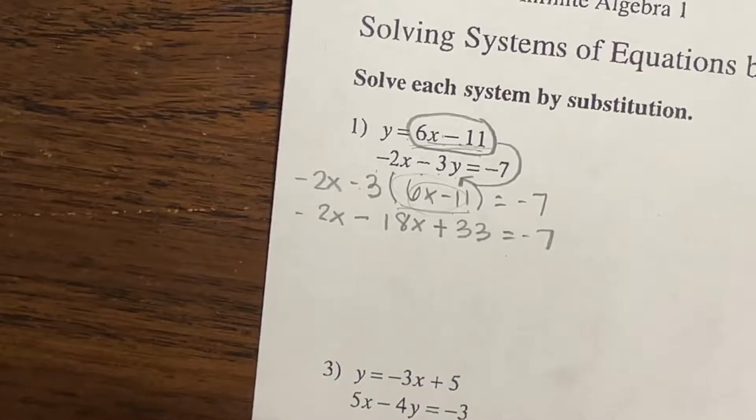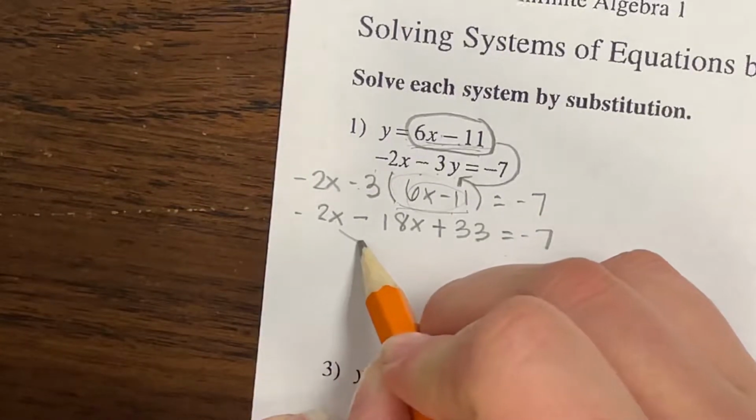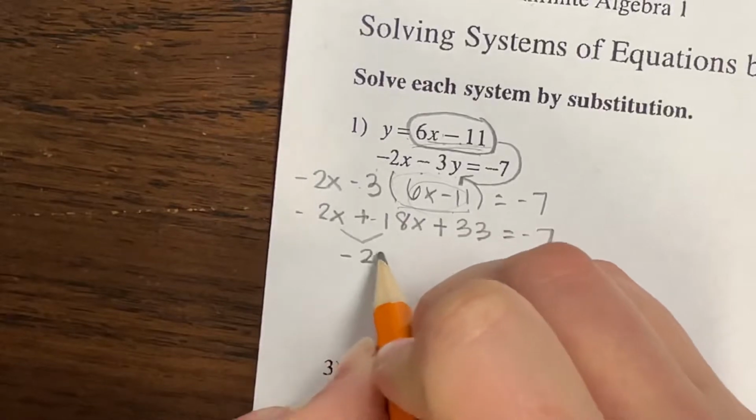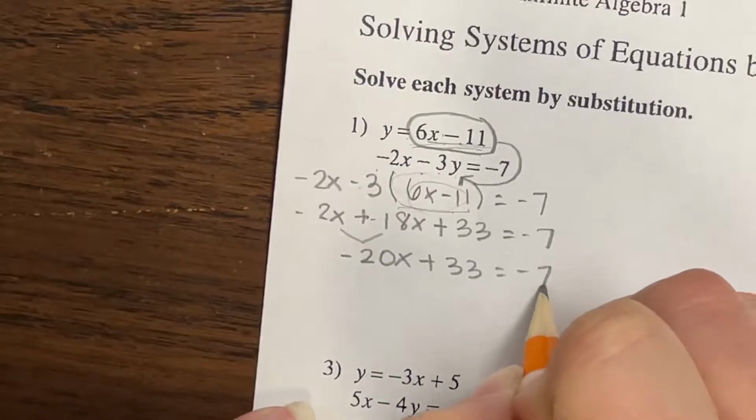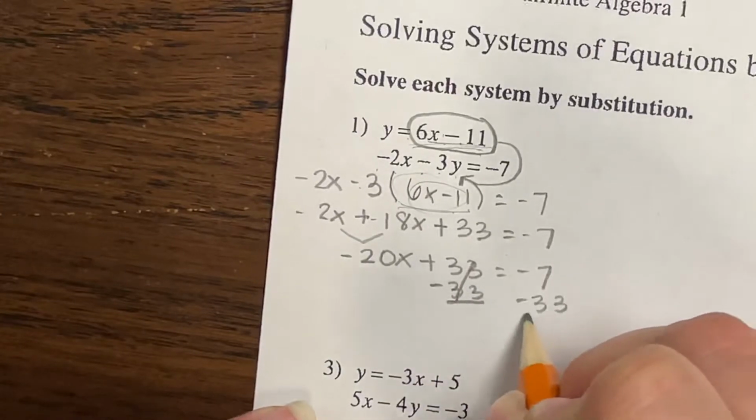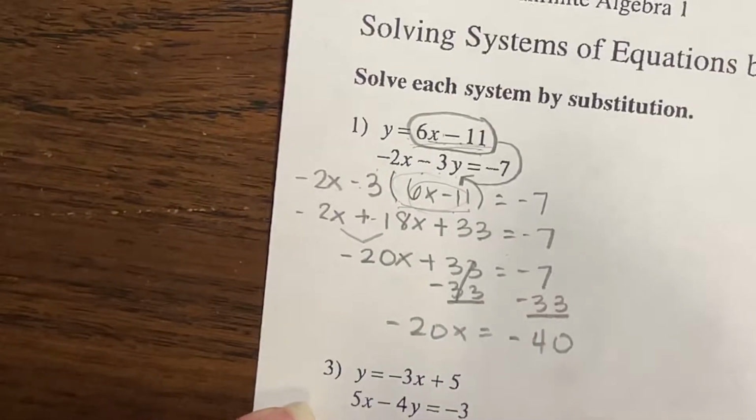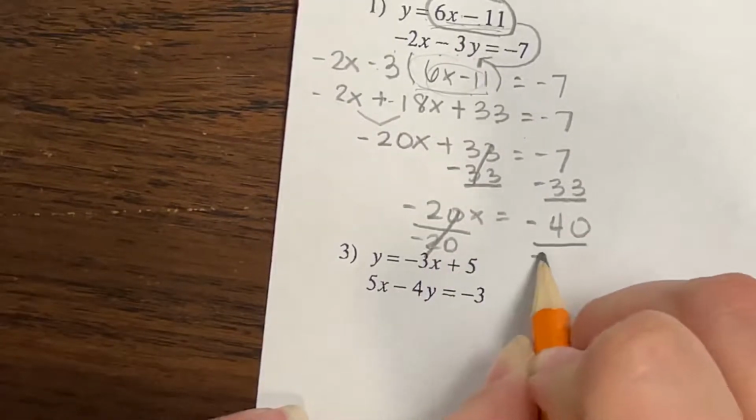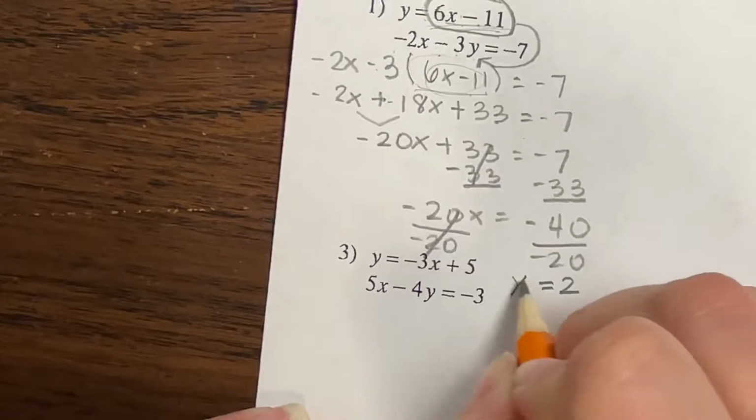Alrighty. Let's do some combining here. That's going to give us negative 20x plus 33 equals negative 7. Move the 33 over. You'll have negative 20x equals negative 40. Divide everything by negative 20, and you will discover that x equals 2.